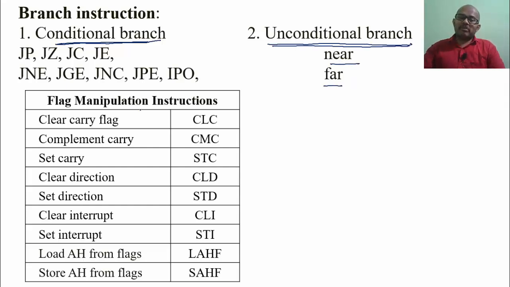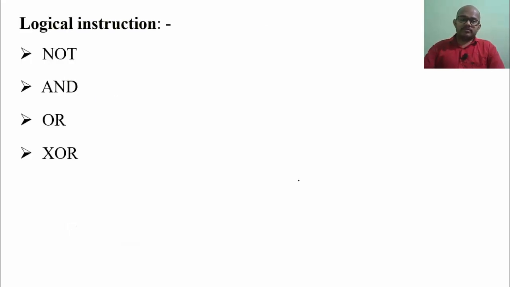And in the case of flag manipulation instructions, if you want to clear only the carry flag, you can make use of the instruction CLC. If you want to complement the carry, make use of CMC, and to set carry, STC. So this table is very, very important if you are writing a program.